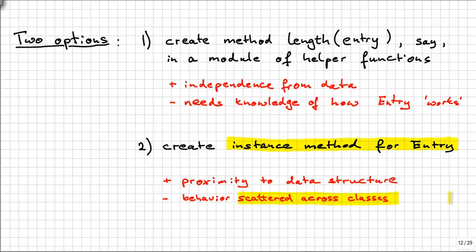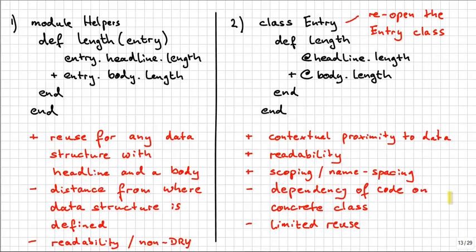So rather than having, let's say, all helper functions together in one place, you now have them scattered across a multitude of classes. And which of these two options you choose depends largely on how you want to structure your application. So let's briefly look at each of them, how they turn out in terms of the code.